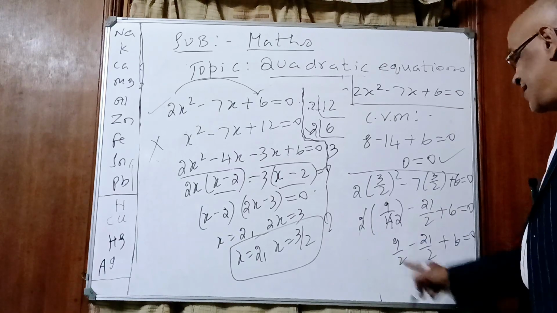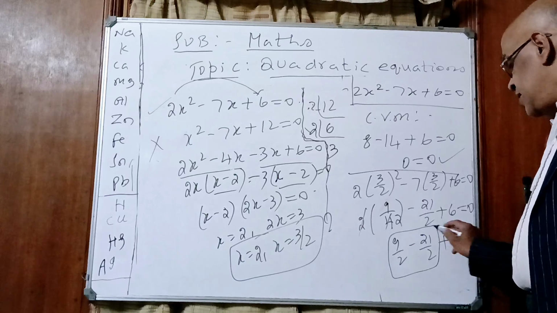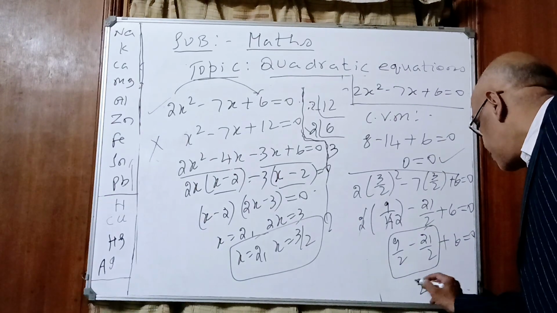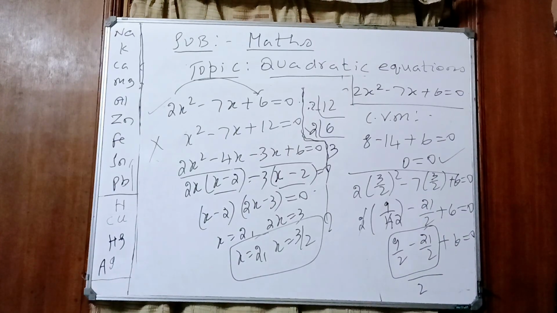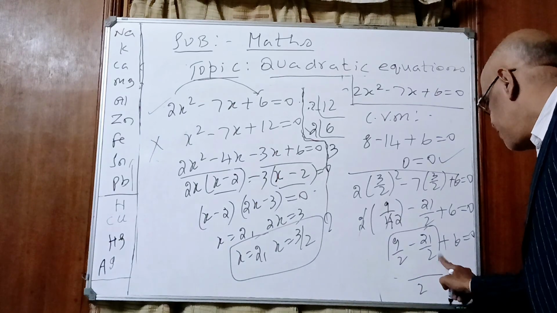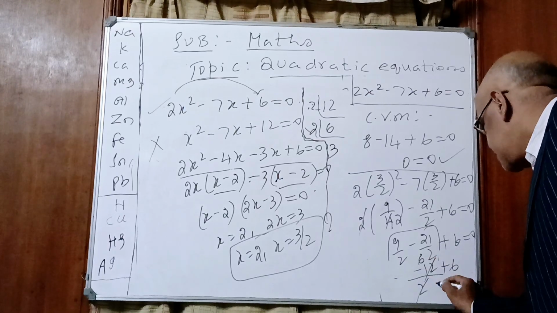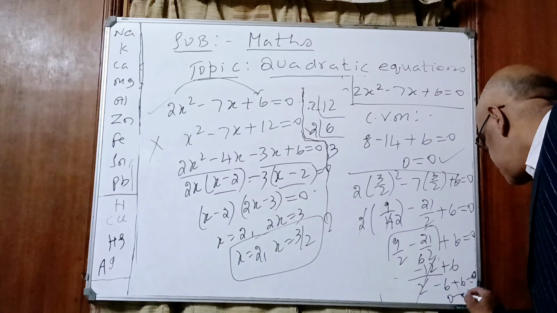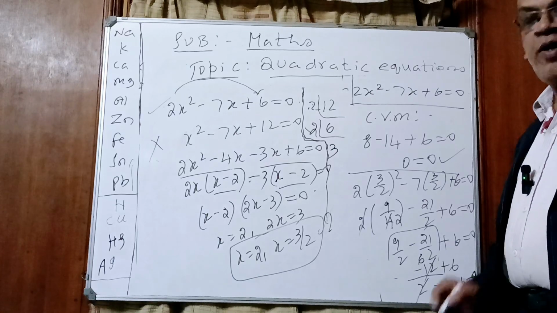Some students take the LCM, then again 3-4 extra steps. Solve these two, children, because they have the same denominator. Yes or no? What is the LCM? 2. 9 minus 21 plus 6. 21 minus 6, how much? Minus 12 plus 6. 2 ones are 2, 2 6s are. Minus 6 plus 6 is equal to 0. 0 is equal to 0. LHS is equal to RHS. Is that so or not, children? Very interesting or not? Yes.